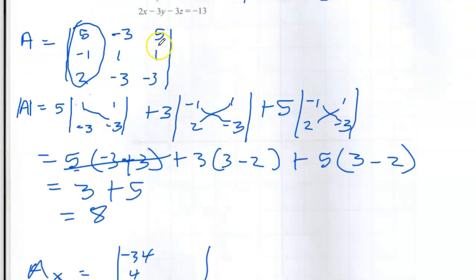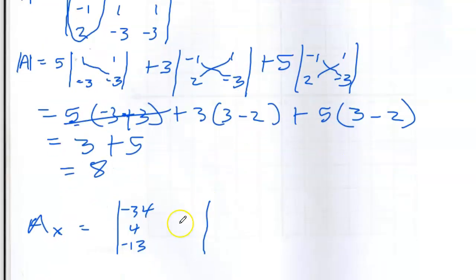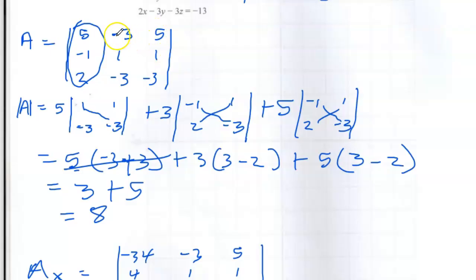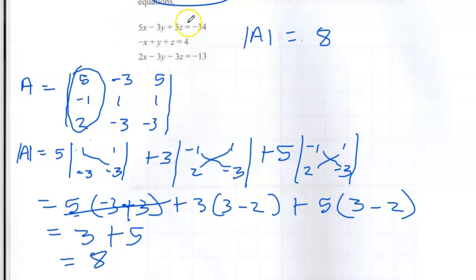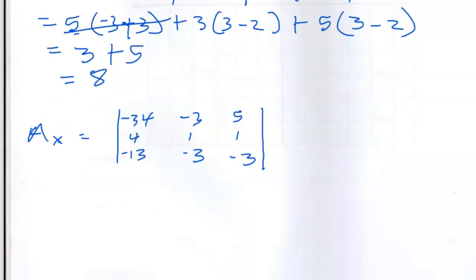Alright, the other columns will be the exact same. Minus 3, 1, minus 3. Let's widen this. And the final column will be 5, same as in A. Alright? So to get from A to AX, we simply replace the first column, that has the X coefficients, with the values on the right hand side. And then we'll find the determinant of AX.